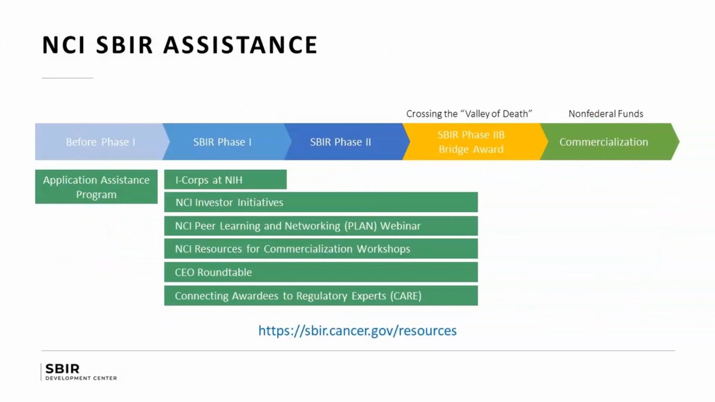We also offer, I just wanted to give you some examples of some of the different assistance programs we offer. First is the Application Assistance Program. This is a program that's open to companies that have never received NIH SBIR funding in the past. Essentially, NCI will provide a coach to advise and assist you as you're going through the process of developing your application. They can provide tips and advice, typically on what the NIH is looking for in terms of a strong proposal.